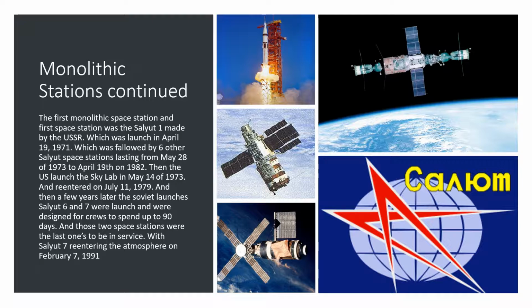A few years later, the Soviets launched the Salyut 6 and 7, which was the end of the Salyut program, and were designed for crews to spend up to 90 days in there. Those two space stations were the last to be in service, with Salyut re-entering the atmosphere on February 7th, 1991.